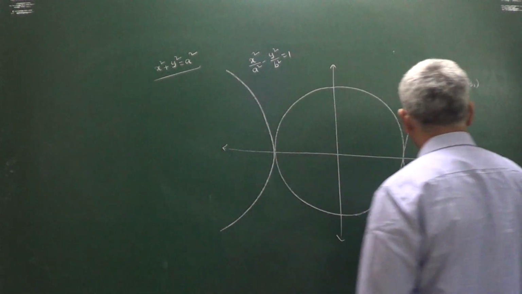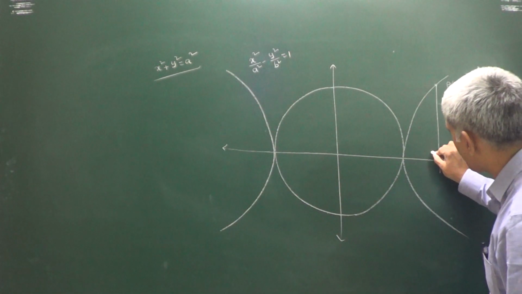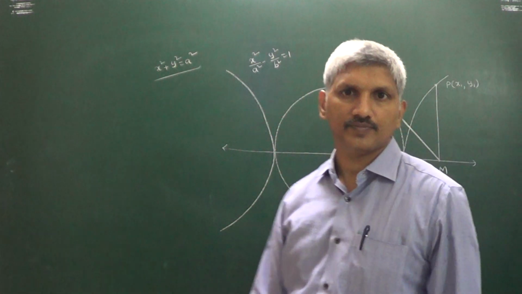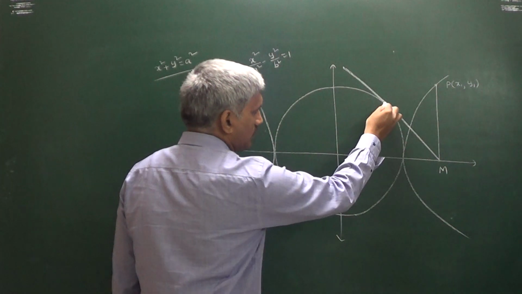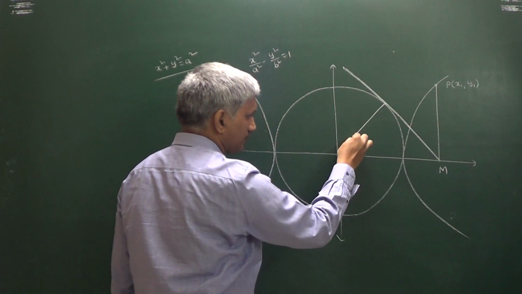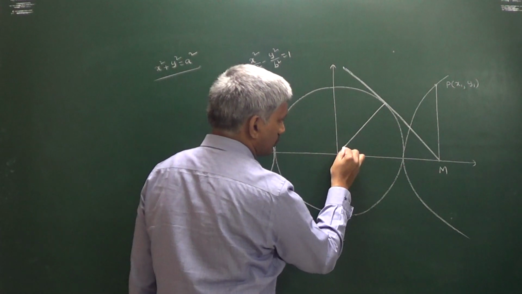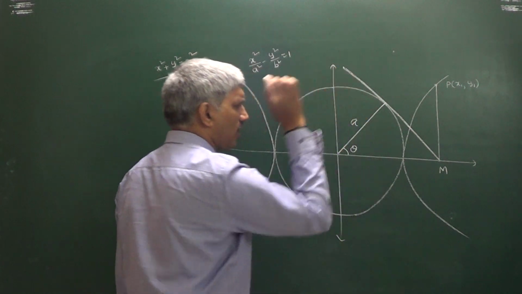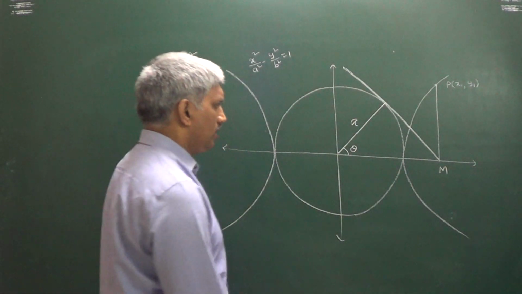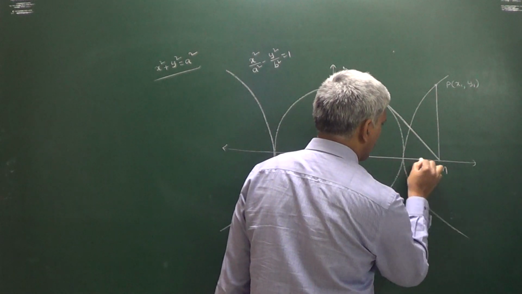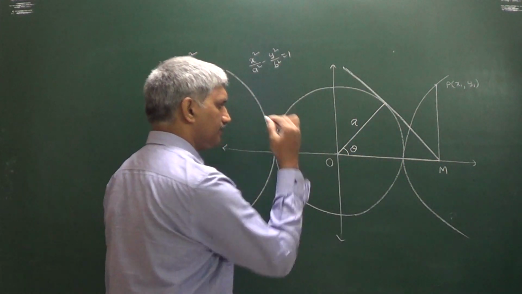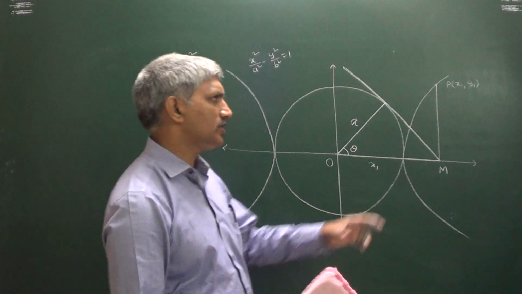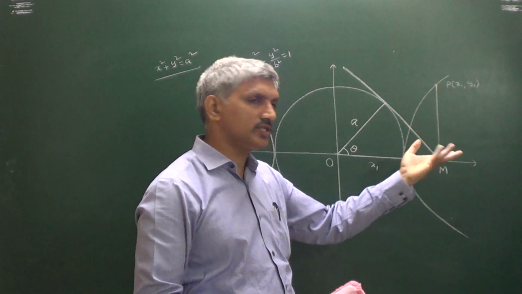Now from this point M a tangent is drawn to the auxiliary circle. Now this is the tangent drawn to the auxiliary circle, right? So automatically this becomes the normal. Now I am taking this angle as theta, and this is the radius of the auxiliary circle, that is equal to a. So now can you say what about this particular OM? From the diagram we can say OM is equal to x1, because here there is a point x1 y1, meaning OM is nothing but x1.